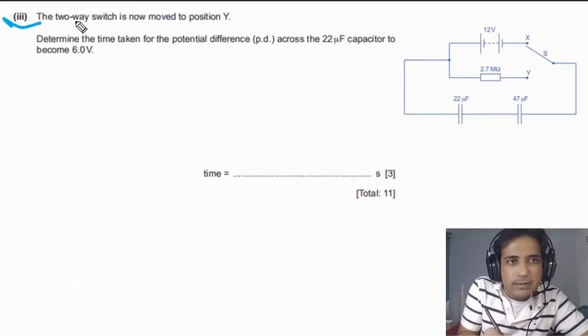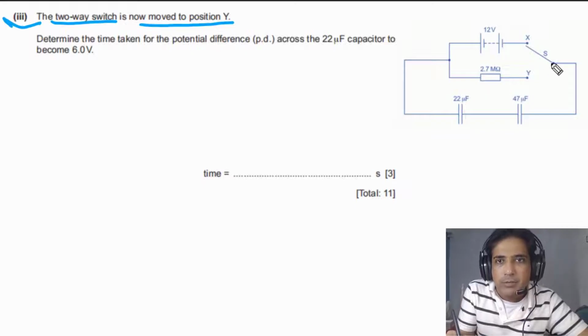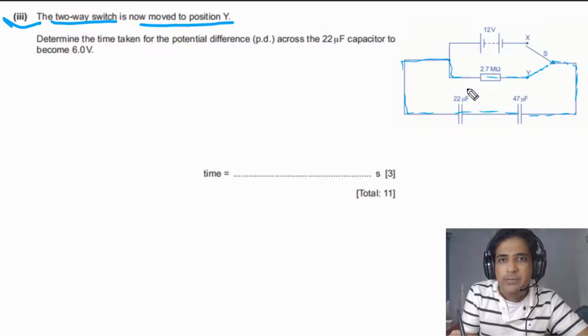For the last part, it is given that the two-way switch is now moved to position Y. This means we move this switch from X to Y. So this is how our circuit is connected. If you look at this circuit now, you will see that there is no power supply. If there is no power supply and the capacitor is charged, the capacitor will start discharging. So in this case, our capacitor will discharge.